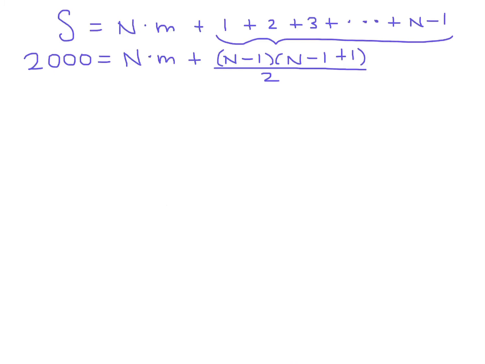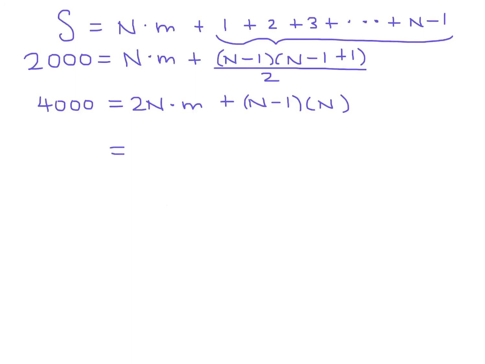So let's first multiply through by 2 to get rid of that half there. So this becomes 4,000. This becomes 2nm. And the fraction disappears. And this just becomes n because it's minus 1 plus 1.